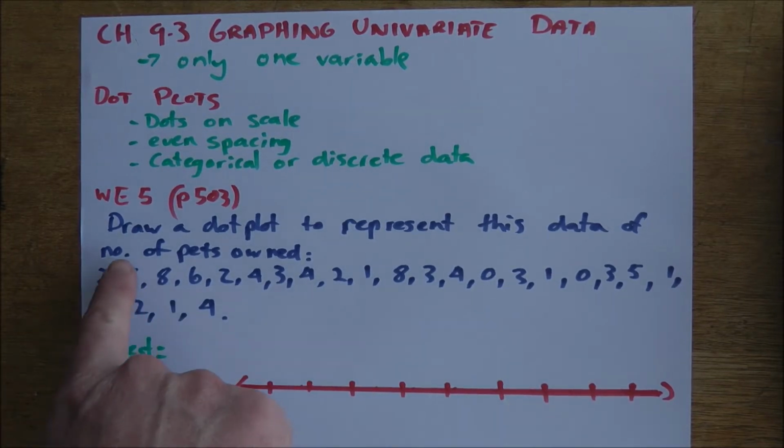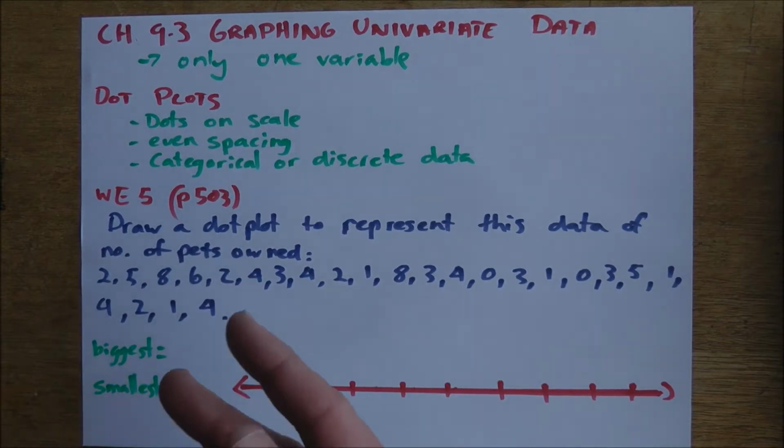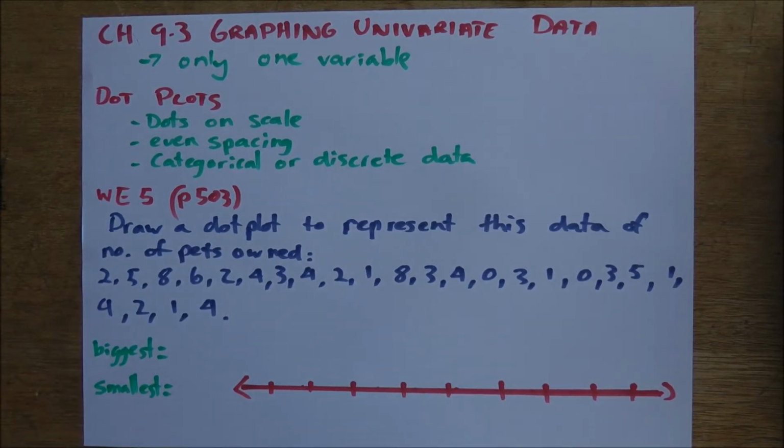Our example here is the number of pets owned. We ask you how many pets do you own? It's 1, 2, 3, 4. It's a discrete number like that. So that's what we mean by univariate. Later sections we'll get onto multivariate data where we have more than one variable, but that comes later.